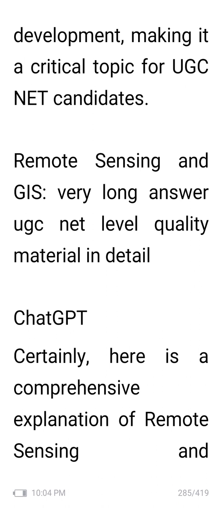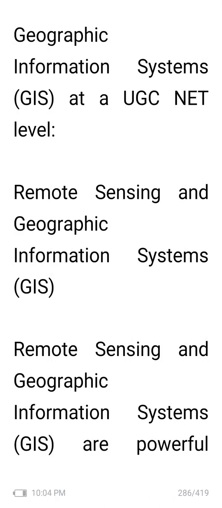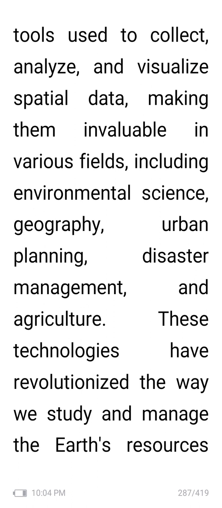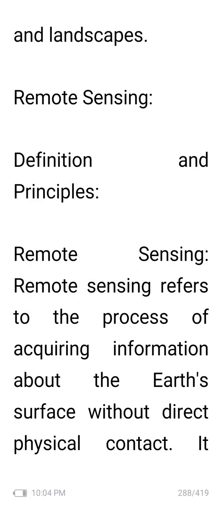Then, remote sensing and GIS. Remote Sensing and Geographic Information Systems, or GIS. Remote sensing and geographic information systems are powerful tools used to collect, analyze, and visualize spatial data, making them invaluable in various fields including environmental science, geography, urban planning, disaster management, and agriculture. These technologies have revolutionized the way we study and manage Earth's resources and landscape.